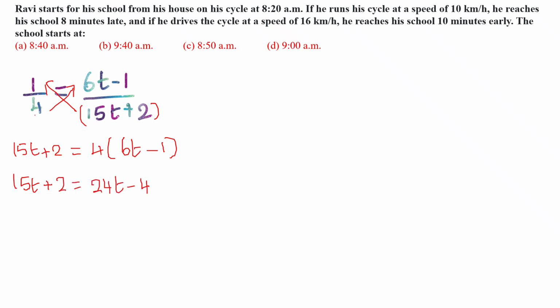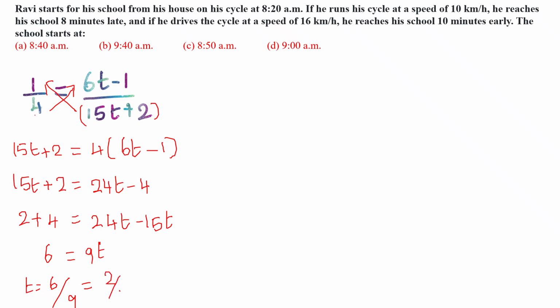So we need to solve. I'm keeping all the constants on the LHS and all the t variables on the RHS. So if I solve it, on the LHS we get 6, on the RHS 24t minus 15t is going to be 9t. Then what is actually the t value? T value is 6 by 9. So still 3 is a common factor. So we are going to cancel with the 3, so that it's going to become 2 by 3 hour. So what is the time duration taken to move from home to school? It's 2 by 3 hour.